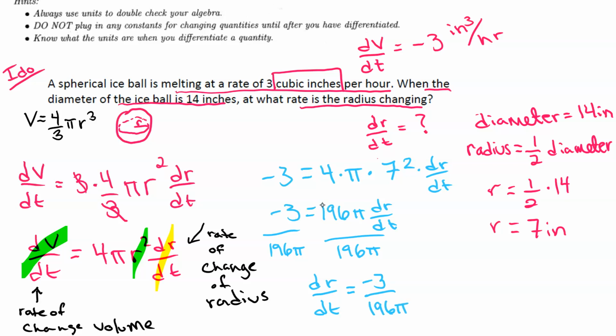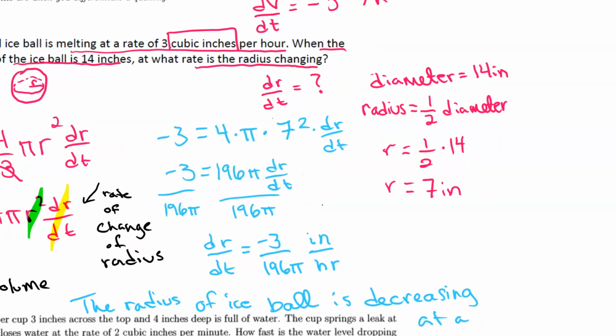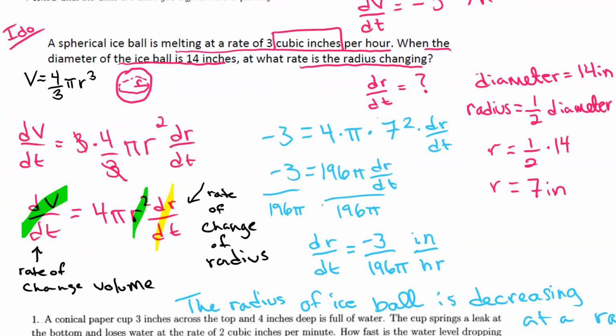Our unit for radius is inches. Our unit for time is hours. So we'd say the radius of the ice ball is decreasing at a rate of 3/196 pi inches per hour. That interpretation is important for our problem, so that's going to be the end of our solution. Let's go ahead and look at the next one.